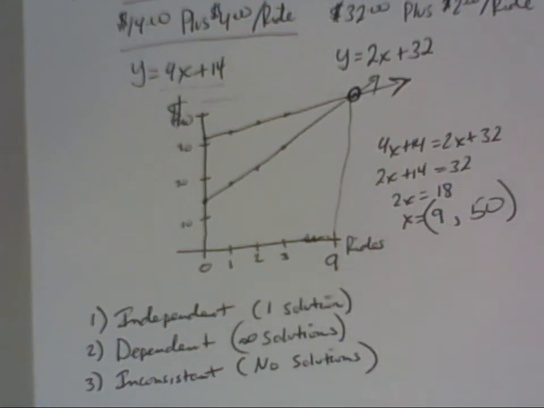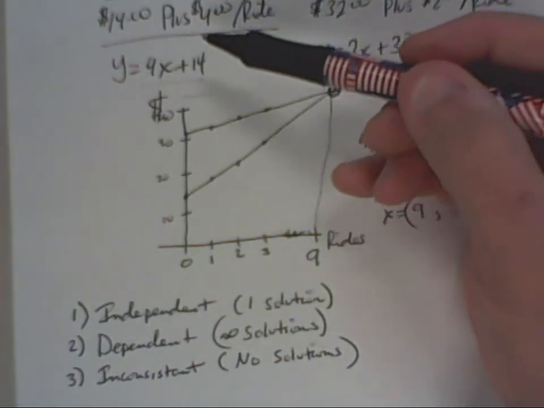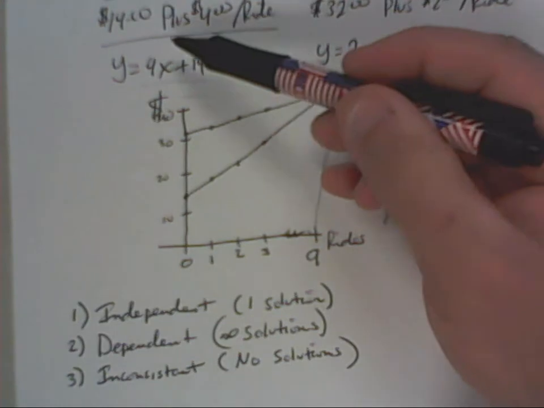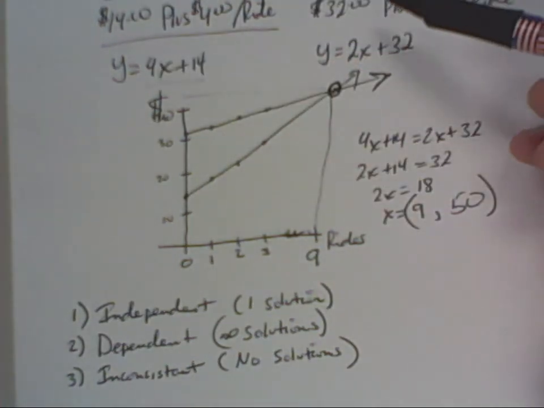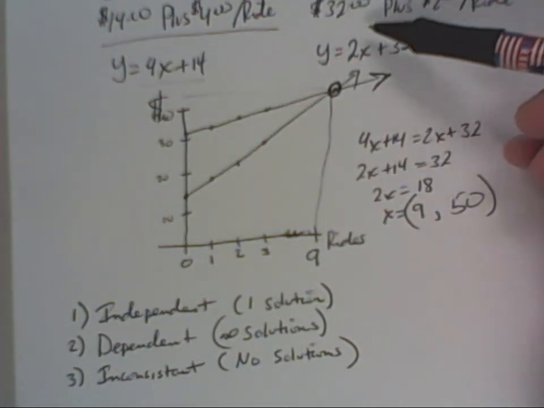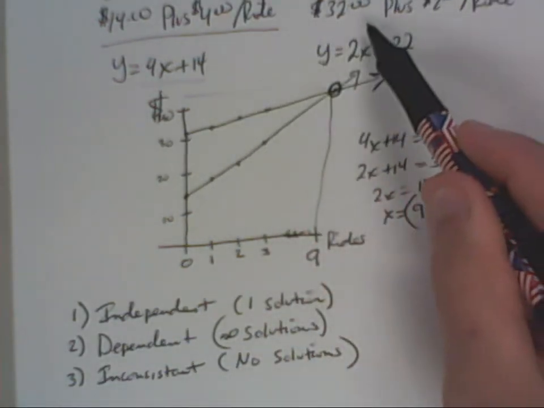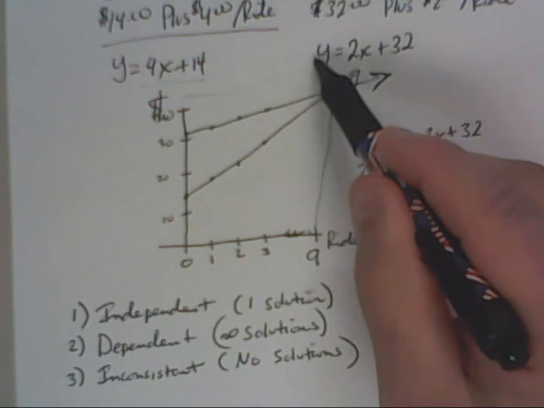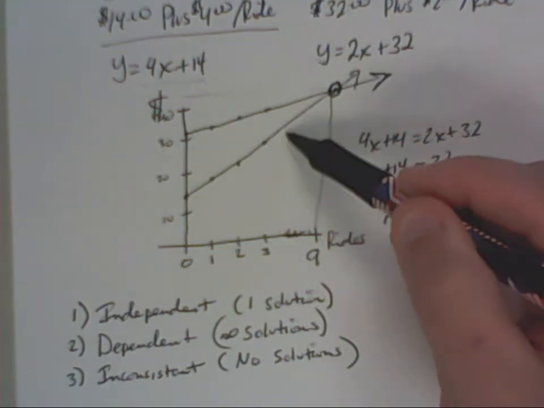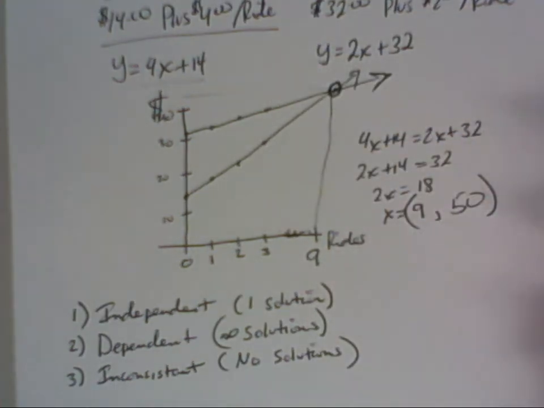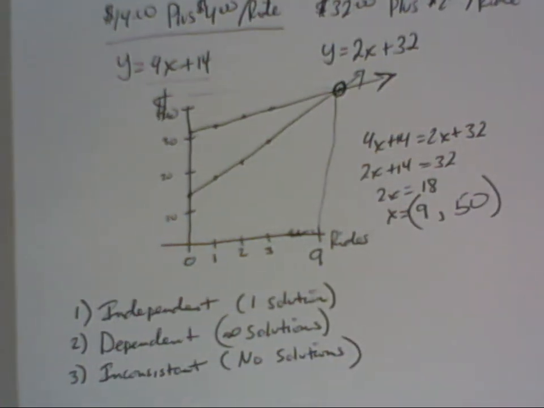An example of something like that would be, let's say it's $14 to get into Cedar Point plus $4 a ride. But to get into Kings Island, it's $32 plus $4 per ride. It would always be more expensive at Kings Island because the 2 lines would be parallel. They would never intersect. And so that would be a situation where the 2 lines would be inconsistent.